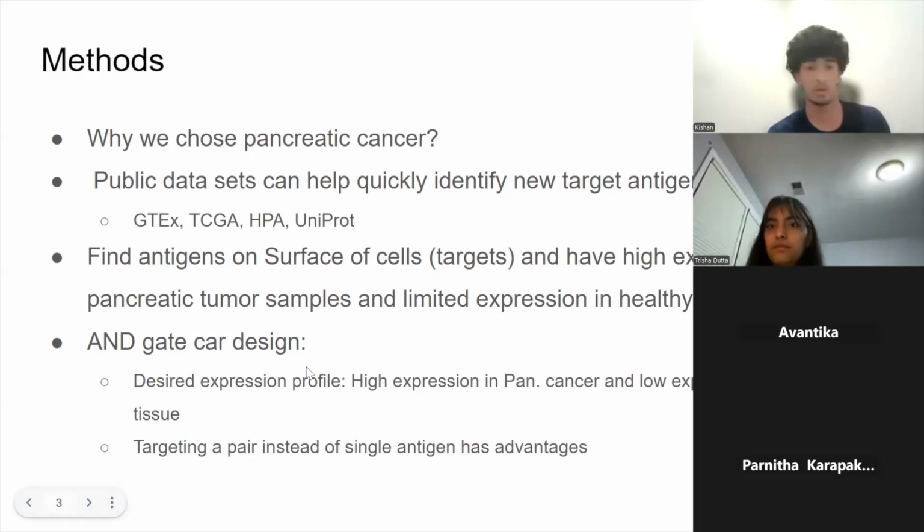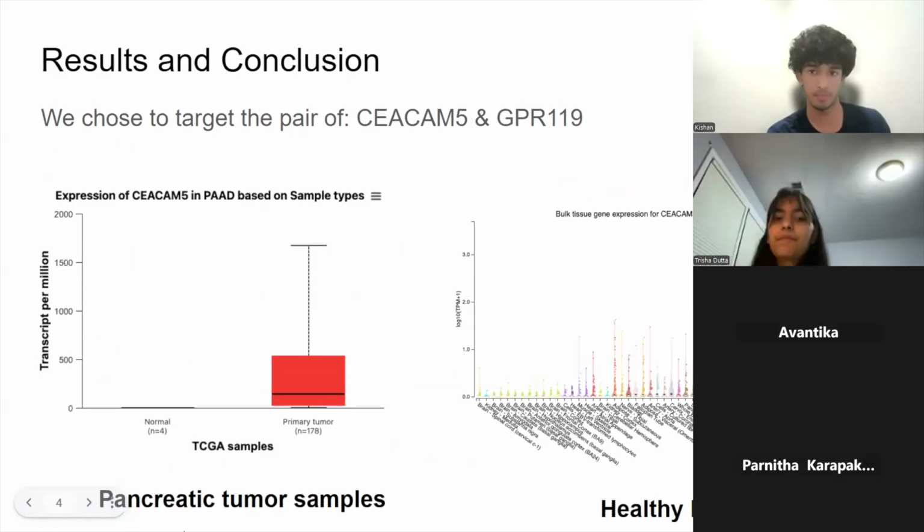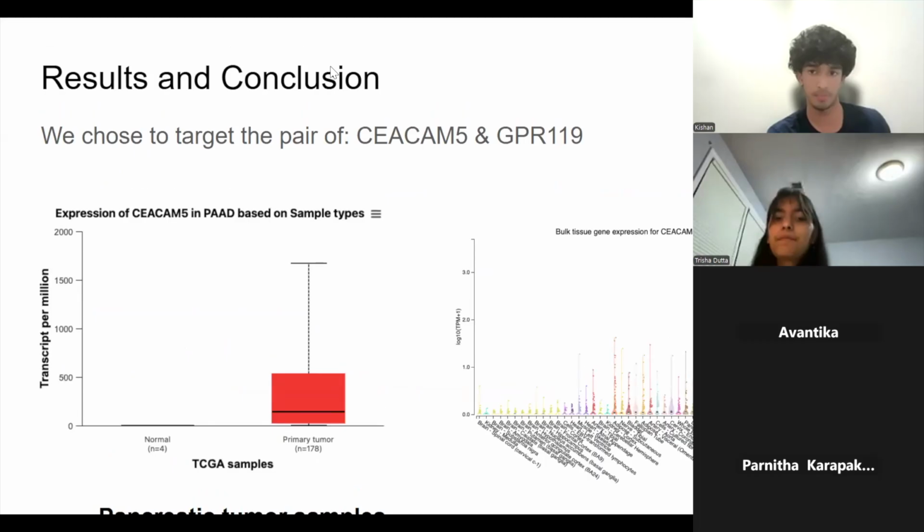Tricia, would you like to talk about our results? Yeah. So CCAM5, which is carcinoembryonic antigen-related cell adhesion molecule 5, is a cell surface glycoprotein involved in cell adhesion. CCAM5 has a very high expression in pancreatic cancer while sparing the normal pancreatic tissue, which is data based from TCGA. It is low to absent in most normal adult tissues except for the gastrointestinal tract epithelium at low levels. And due to this, the tissue that needs to be protected is mainly the gastrointestinal tract.